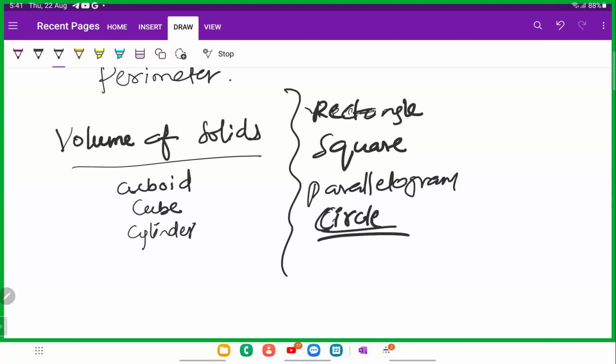Triangle, rhombus, parallelogram. One student said kite. So how exactly is a kite? It's another form of parallelogram. If four sides are equal, that is a square. If opposite sides are equal, that's a rectangle. If opposite sides are parallel, that's a parallelogram.